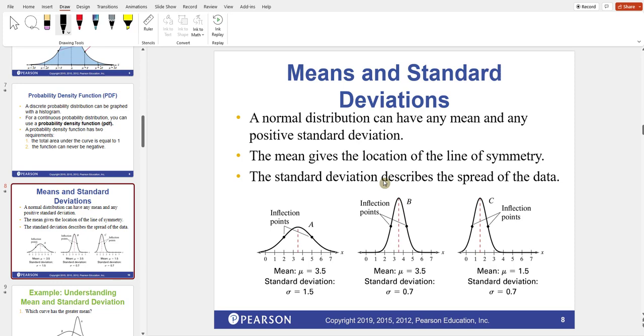So if you look at the first two graphs, they both have a mean of 3.5. But as you can see, one is skinny and one is fat. The one that is skinny has a smaller standard deviation, 0.7, because most of your data is gathered around that center point. Whereas the one to the left has a standard deviation of 1.5. That means the data is more spread out about the mean. If you look at graph C, that has a mean of 1.5 and a standard deviation of 0.7. So as you can see, B and C have the same shape, except they have different means.